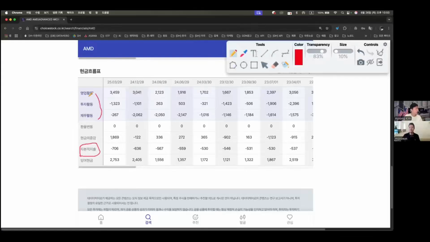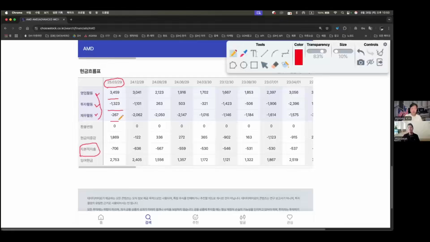If you look here, Advanced Micro Devices has three types of activities: operating activities, investing activities, and financing activities. So if we interpret this, what we can say is that this is based on an annualized standard, based on the sum of the most recent 4 quarters. As of March 29, 2025, Advanced Micro Devices is generating about $3.4 billion in cash flow from its main operating activities. That's the concept here. And they're spending $1.3 billion for future growth.